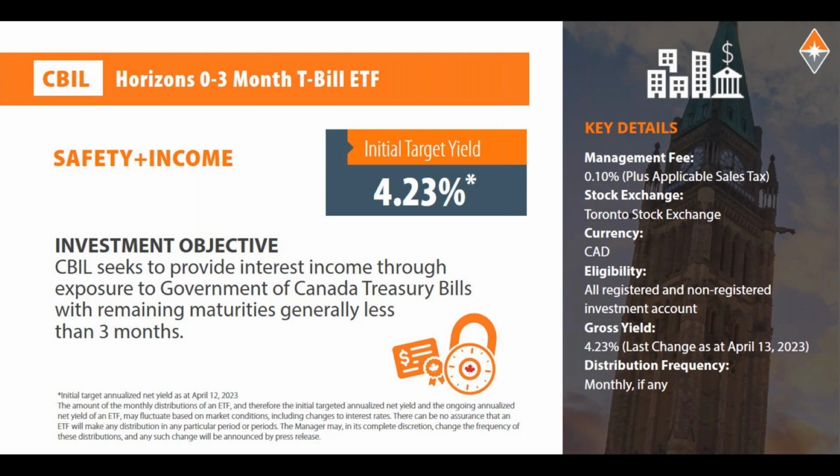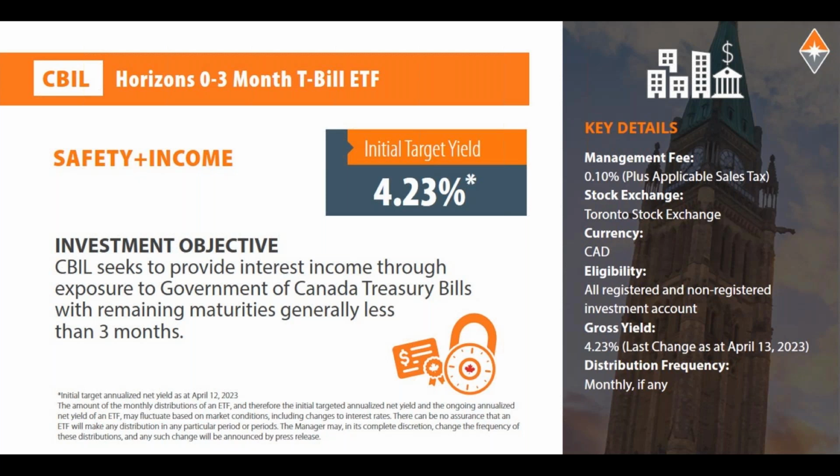For sure. And I think that's why these products are well positioned right now. Just quickly going through some of the product details, and then we'll have the remaining part of the discussion. The two ETFs are, as you mentioned earlier, CBIL, the Horizon 0 to 3 month T-bill ETF. You can see the details on the website and also on this slide. The thing to keep in mind about both products, the Canadian version and the US version, is that they generally invest in T-bills with maturities of less than 3 months.